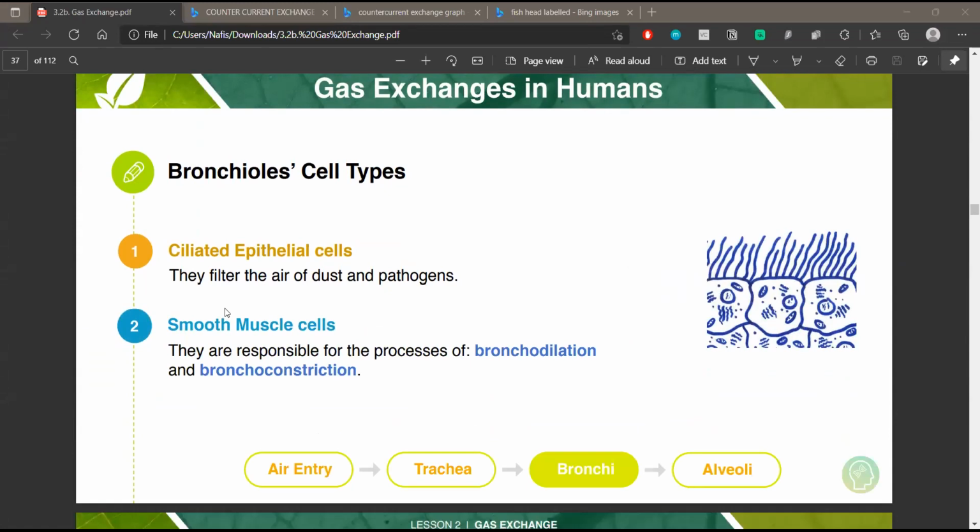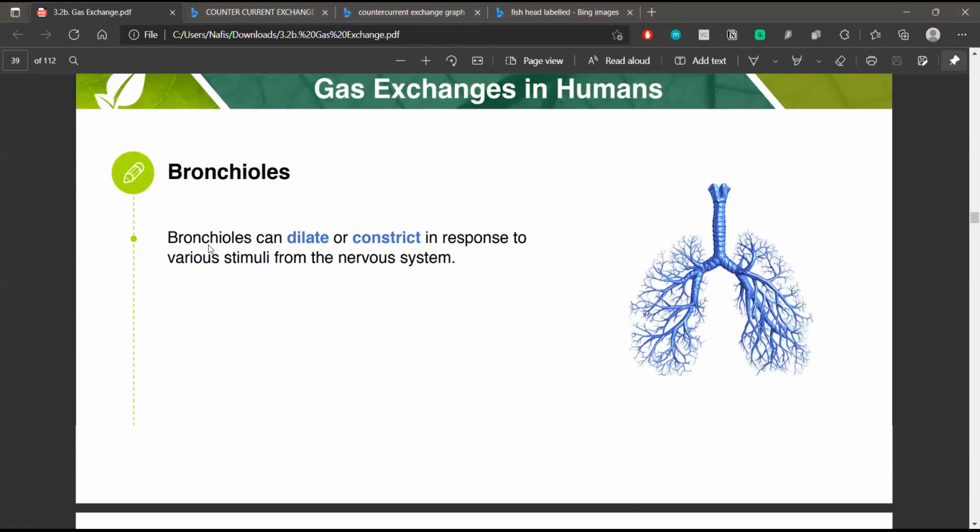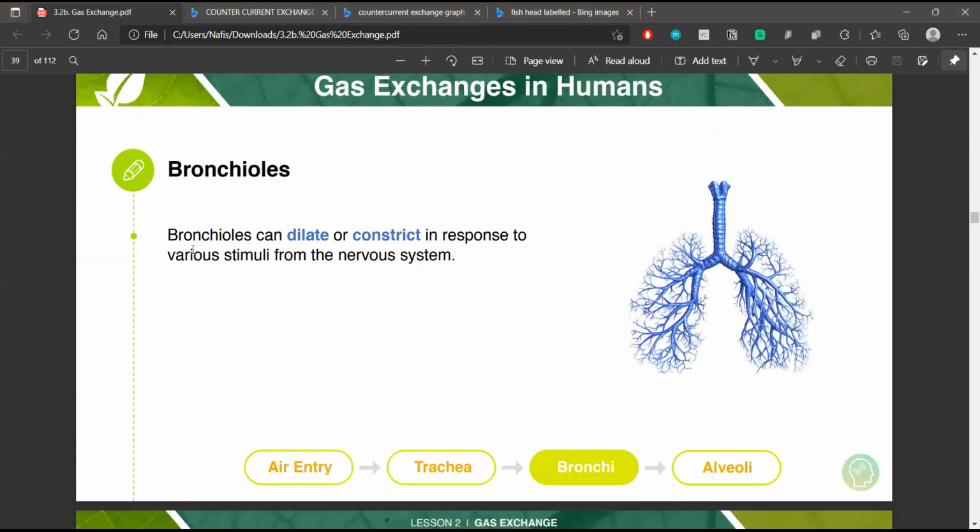They also have ciliated cells to filter the air of dust and pathogens, but they also have smooth muscle cells. And these smooth muscle cells help with bronchodilation and bronchoconstriction, as I'm sure you know. The bronchioles also help regulate the diameter. The bronchioles can dilate or constrict in response to various stimuli from the nervous system.